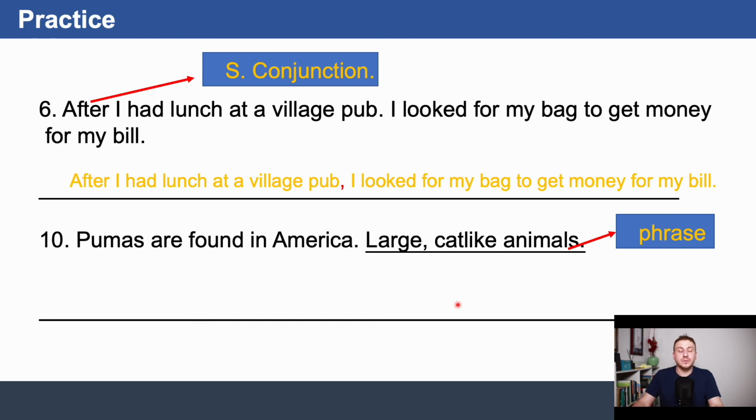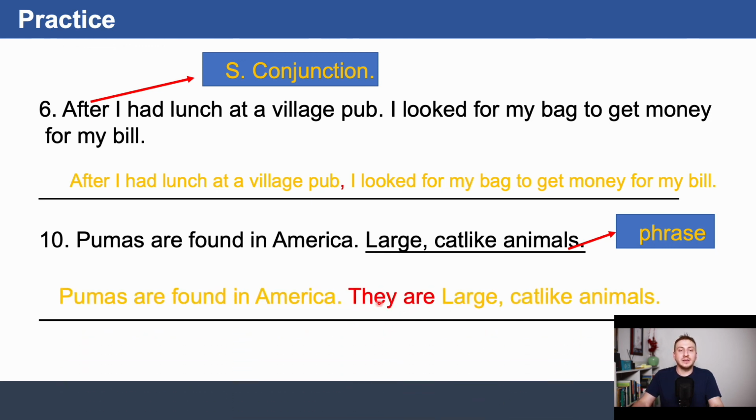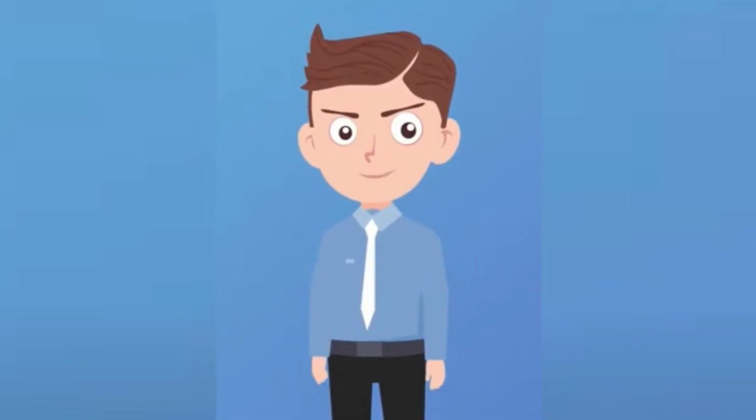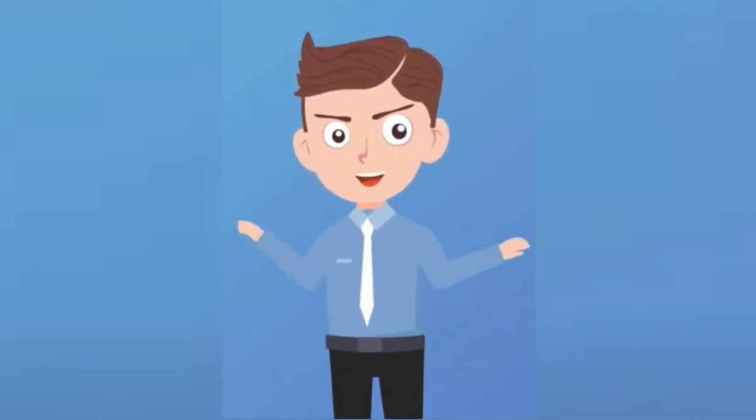Right? So we need to put a subject. So pumas are found in America, full stop. They are large cat-like animals. Again, in this example, subject and verb is missing. Right, so this is the end of this lesson. We learn about subjects and we learn about predicates.